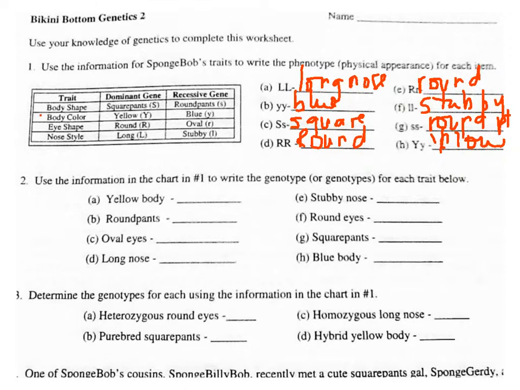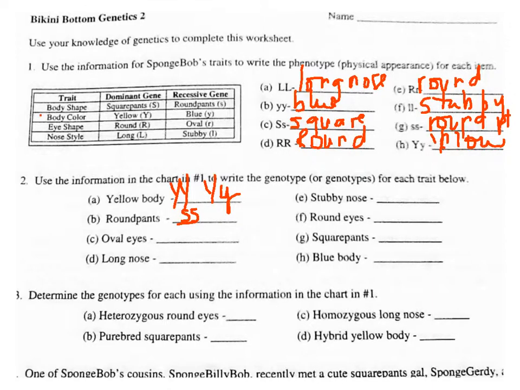Now, the second part says write the genotype for the trait that would correspond. So if we have a yellow body, body color is determined by the Y's. Yellow, we could have big Y, that'll give us yellow, but the heterozygous form, big Y, little y, will also give us yellow. Now what about round? Round pants, that's body shape. Round pants is recessive, so that means it must be little s.